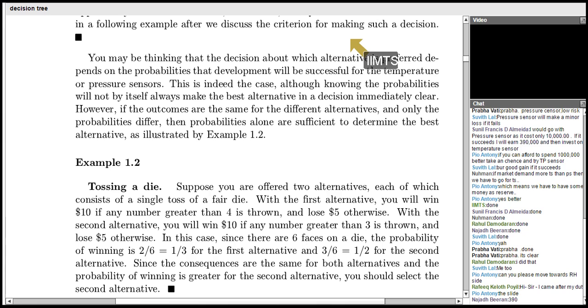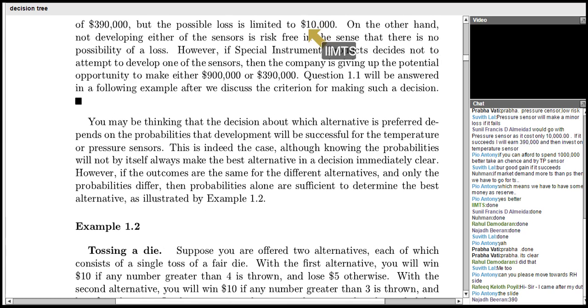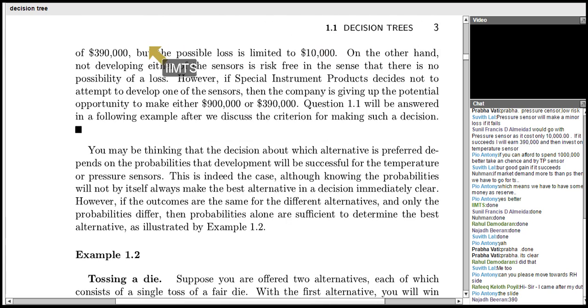Okay, now let's add a bit more information to that. So if you subtract the production costs, you're going to have the $390,000. Now, let's add some more information to that. Question 1.1 will be answered in the following example after we discuss the criterion for making such a decision. Now, let's look at the different criteria.